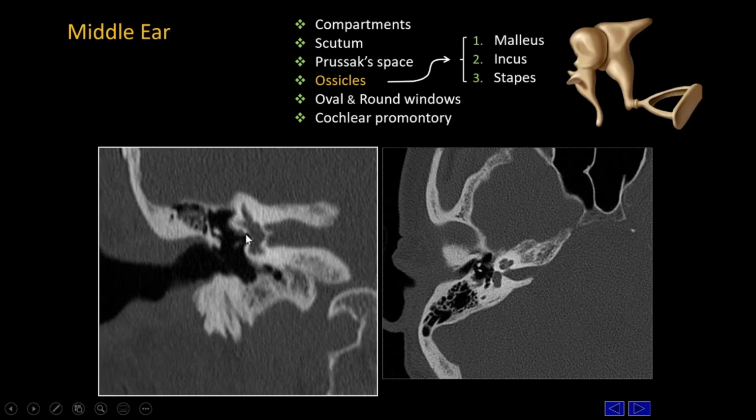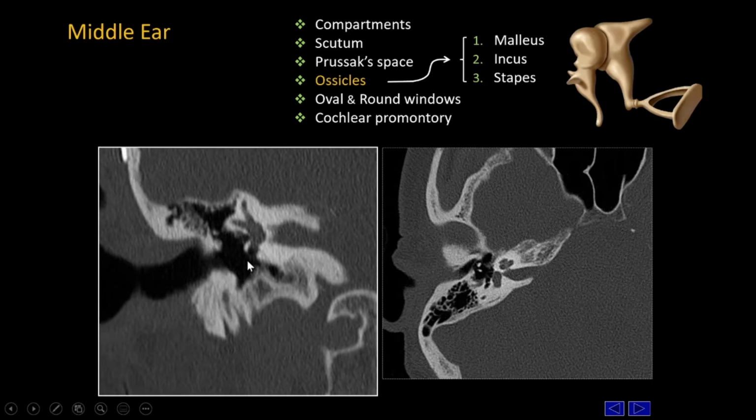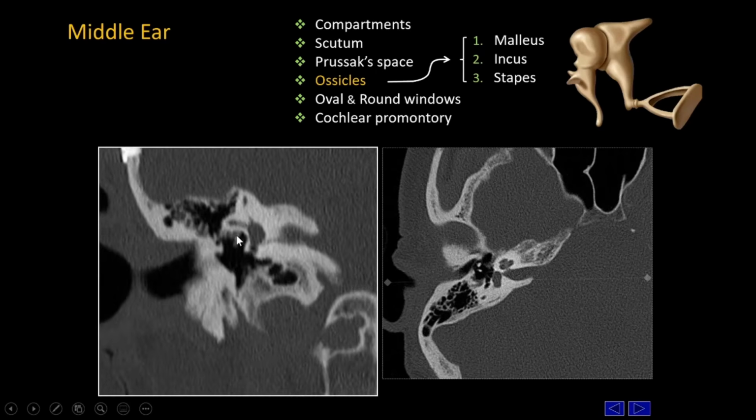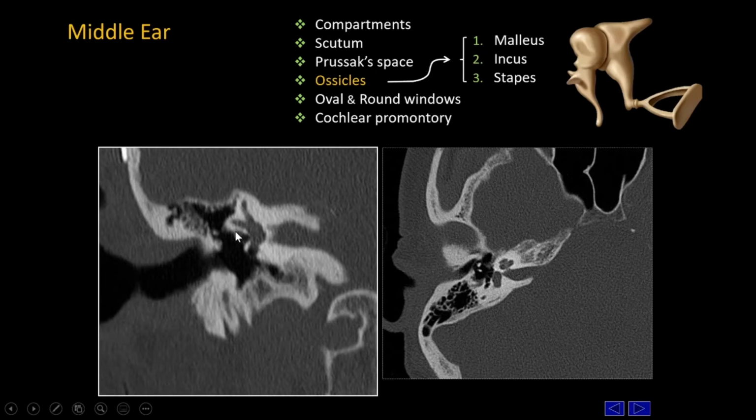So on the coronal view, you can see the oval window very well, and you want to make sure that it's well aerated, not opacified. Another important structure of note: see that little dot just right outside the oval window? This little dot right here is the facial nerve, or tympanic segment of the facial nerve. It is reliably sitting underneath the lateral semicircular canal. The important thing about this in relation to the oval window is that you want to make sure that it's sitting outside of the oval window.